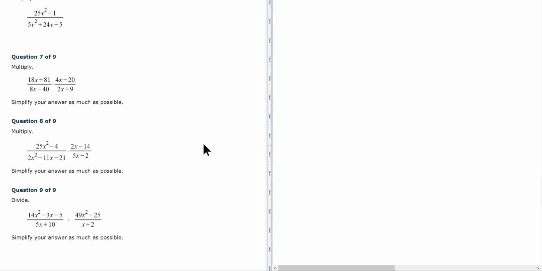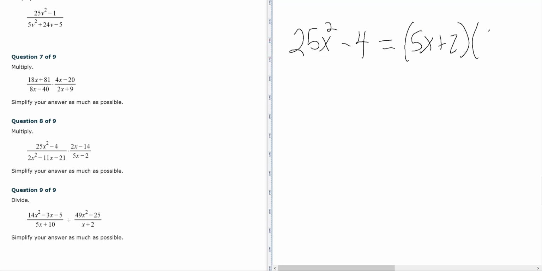Number 8. 25x squared minus 4. I'm just going to go ahead and factor these one at a time. 5x plus 2, 5x minus 2. That's going to be my first numerator.